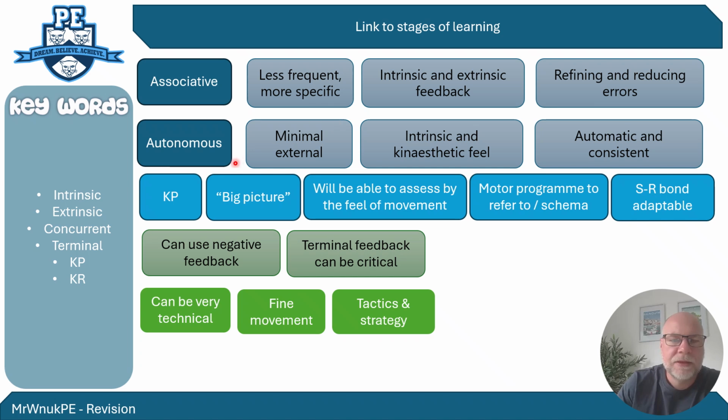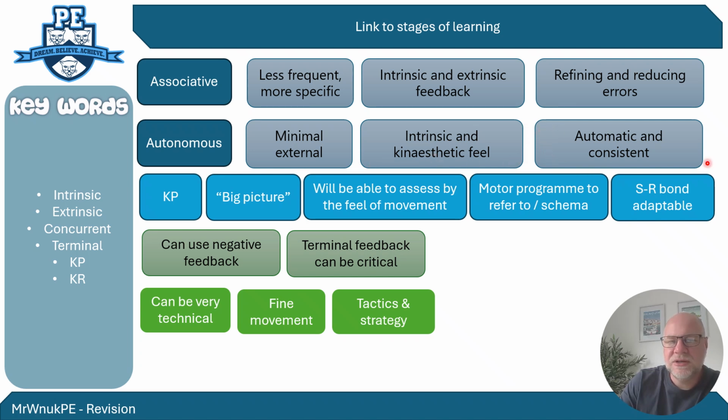Now, the next big area is autonomous, and if you just think the opposite to what we talked about with cognitive, that always helps. So if you remember one of them, just go opposite with the other. But basically, with autonomous, we're really trying to rein back the external feedback and really focus on the intrinsic, or the kinesthetic feeling of the movement.